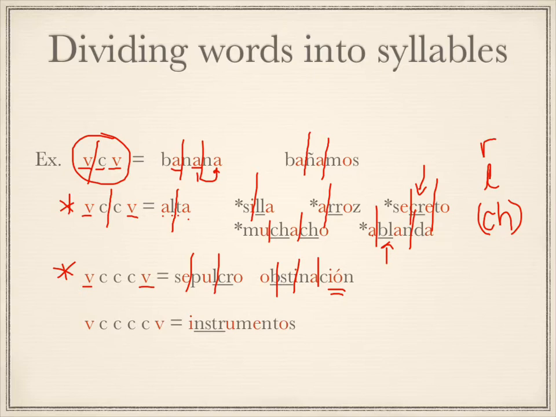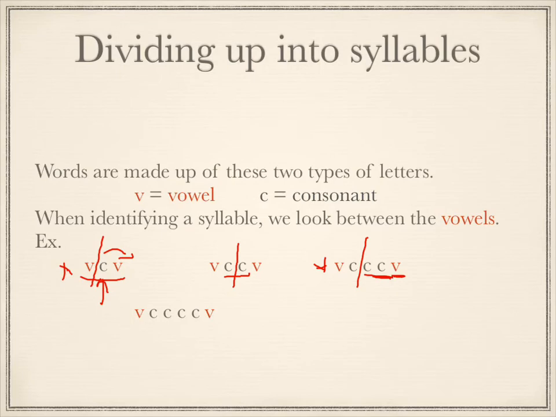We're going to talk about the diphthongs. Alright, here we go. Let's go back. Here we are with the page. But what happens when we have four consonants? Well, this is what you do. You just split it right down the middle. And that's how you divide these syllables.